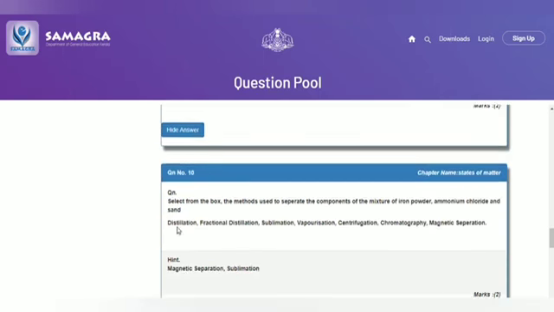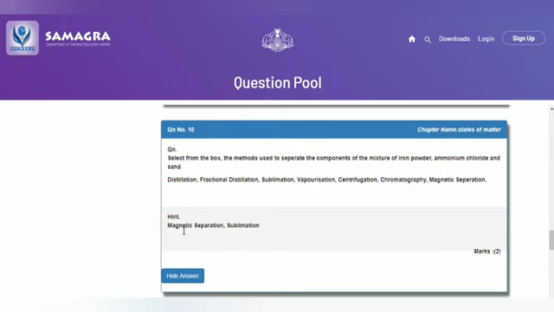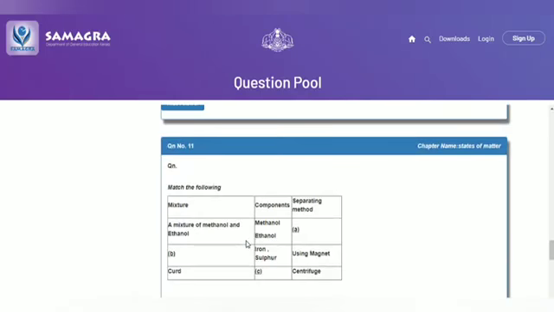10th question. Select from the box the method used to separate the components of the mixture of iron powder, ammonium chloride and sand. So, from the box the method used is magnetic separation and sublimation. Iron powder, ammonium chloride and sand: that is magnetic separation and sublimation.